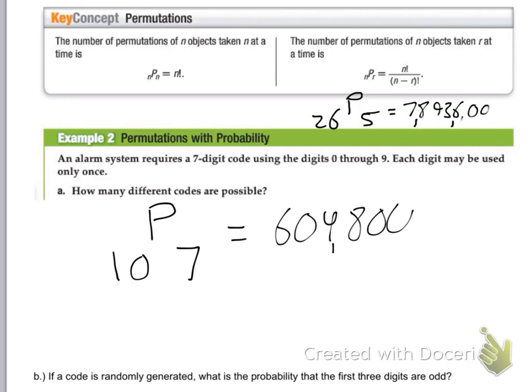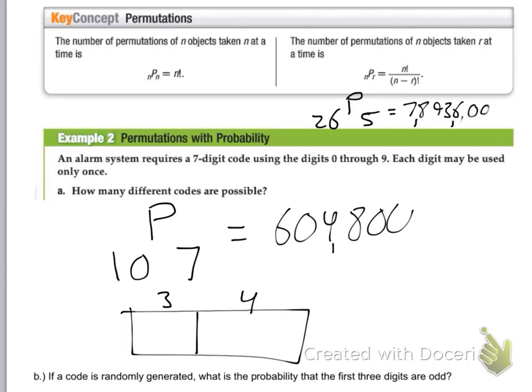Now, let's think of this. There's this really long code, 7 digits, and somewhere there's a break in there. There's some that have to be odd, and then the rest of the code can be anything it wants to be, right? Let's think of this. How many of them have to be odd? 3 of them, so I have to choose 3 of them. How many of them then are not odd or whatever they want to be? There are 4 of them. It has to make up 7.